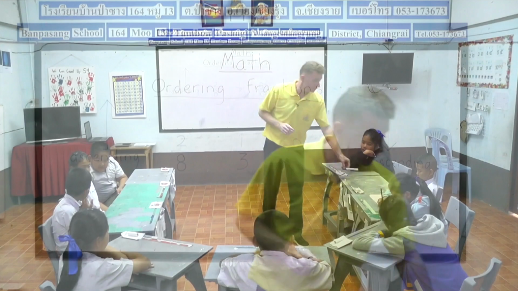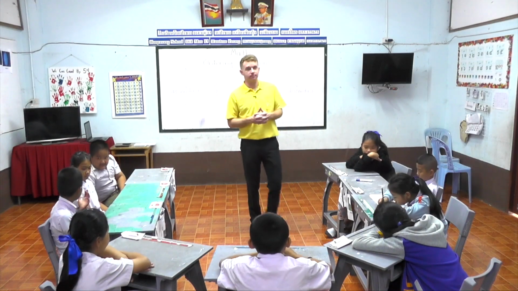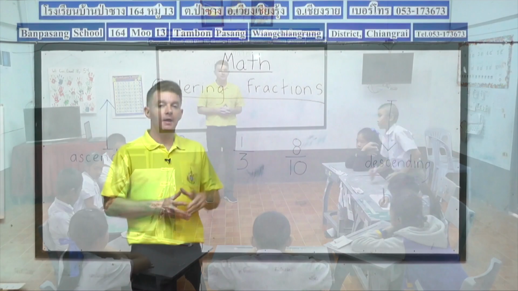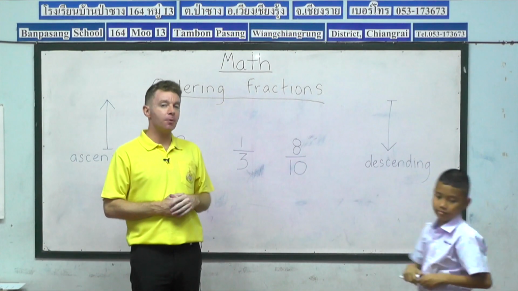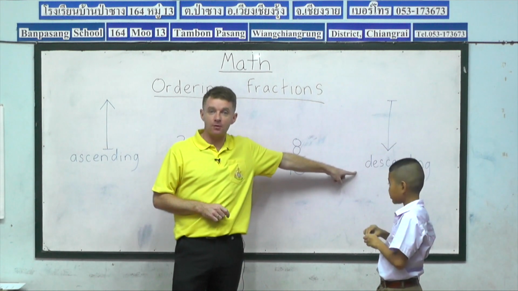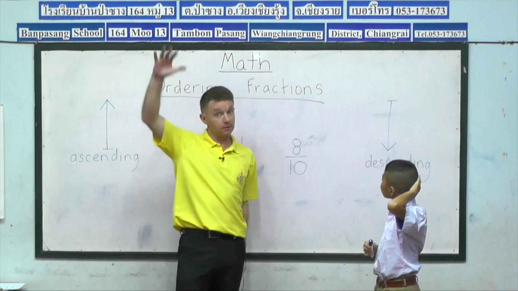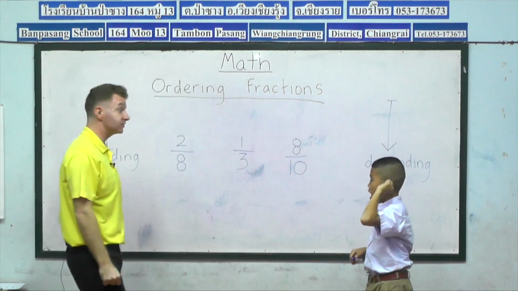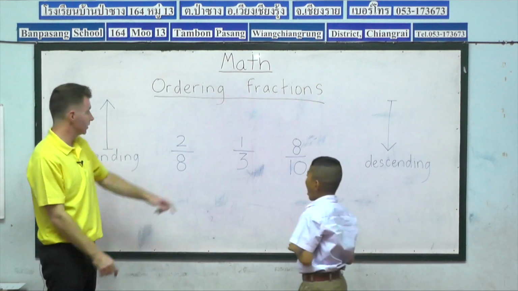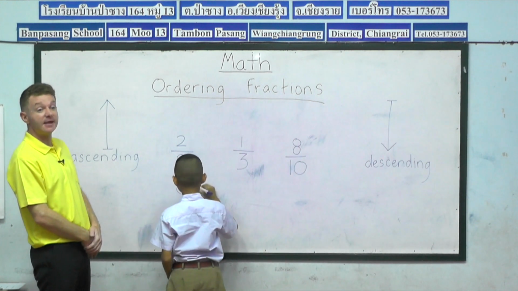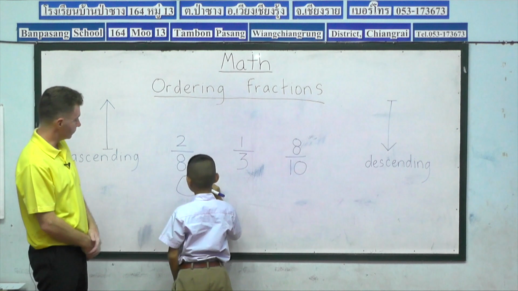And this time we will use Bangpon. So Bangpon, come and join me at the front of class. And this time I would like Bangpon to demonstrate how to put them into descending order, which means the largest working our way down to the smallest. Well, first of all, let's do our circles, Bangpon. So how many parts for our first circle? 8, yes. So that's our circle.